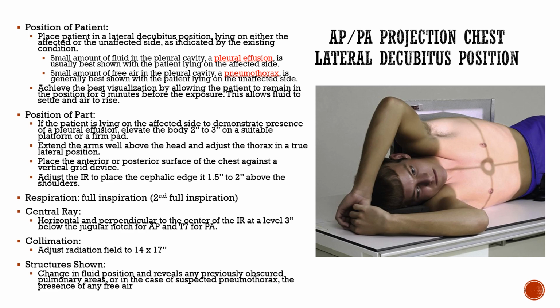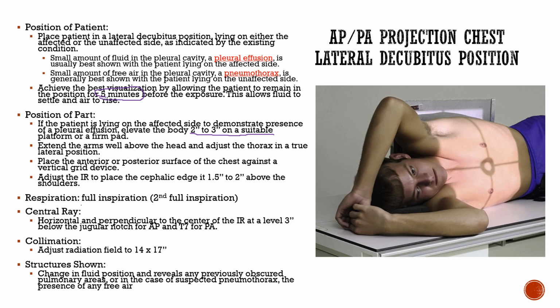You're going to have the patient lie in the position for 5 minutes before the exposure to allow the fluid to settle and the air to rise. Especially if the patient is lying on the affected side, you want to use a platform that's about 2 to 3 inches on which they can elevate the body. We want to extend the arms well above the head and adjust the thorax in a true lateral position. This is not the most comfortable position, as you can tell by viewing the patient at this point. We're going to adjust so that we go about 1.5 to 2 inches above the shoulders.